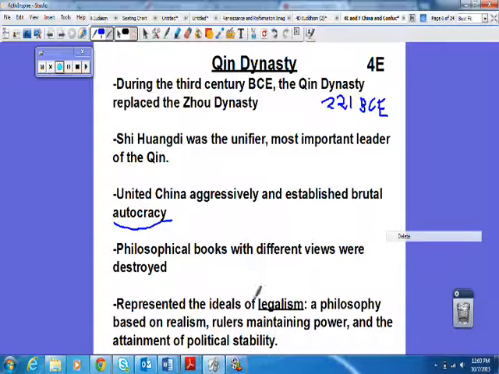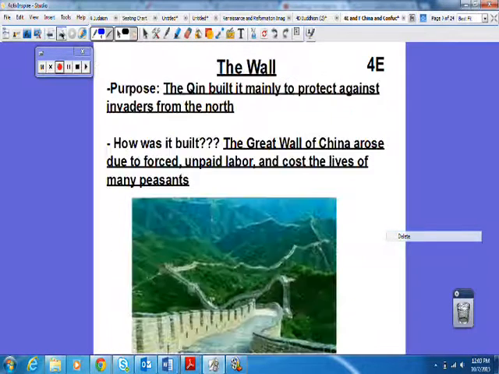Now, this idea represents the philosophy of what's called legalism. This isn't in your notes, so you don't have to know this, but it's just something to know. It's a philosophy based on realism, rulers maintaining power, and having political stability. So that stability is more important than maybe the rights of the individual. It's a little bit complicated, but we're not going to go too much into it.